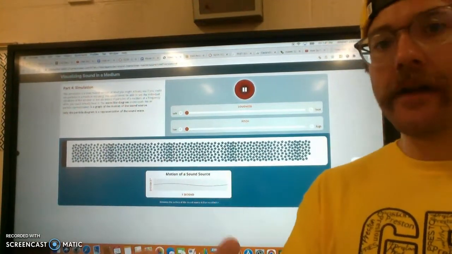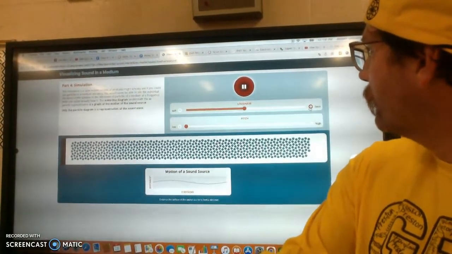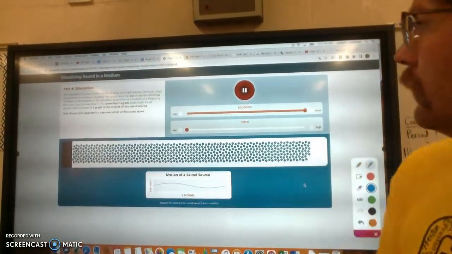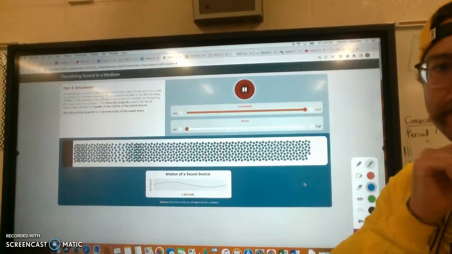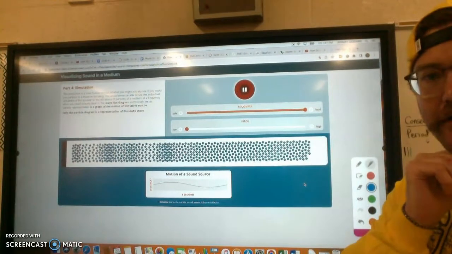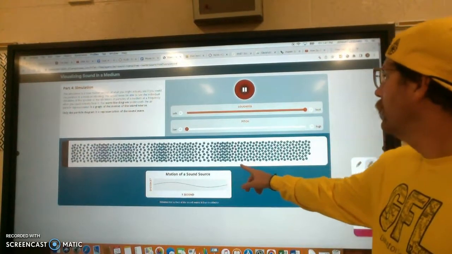But this sound, it's not very loud. So if we were to make that sound louder, we can see how that looks different. Okay, so you see that compression moving through.